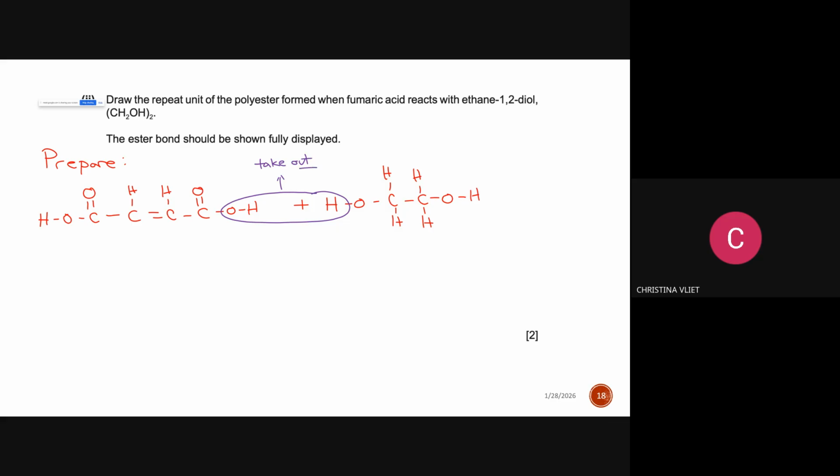But we've got to keep doing it again and again, which means on the outside, we also have to recognize that we're taking out the H from the OH and the OH from the carboxylic acid. So you should circle those groups. Put your little lines here. This is where the polymer is, right? And I wrote little notes here: take out, take out.